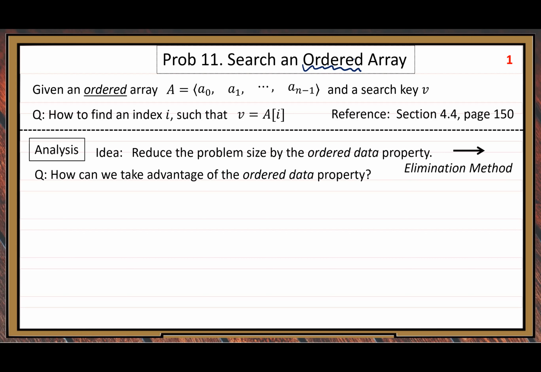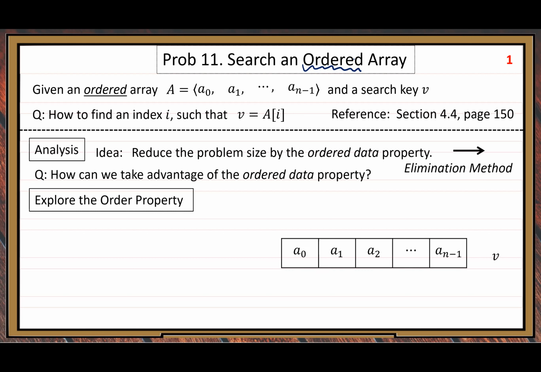So let's look at the details. How can we take advantage? All right. We need to explore the order property. So here, let's consider a typical situation. But this array is ordered. So that information is important. Now, we want to find the location for this V key. Where can we find this key in a given array? Which location?